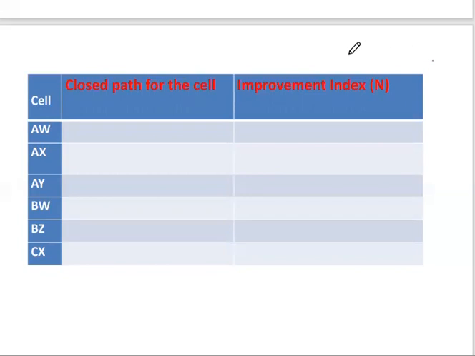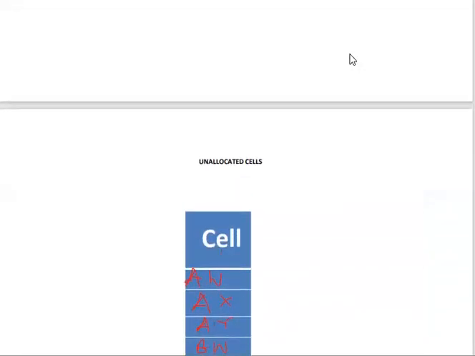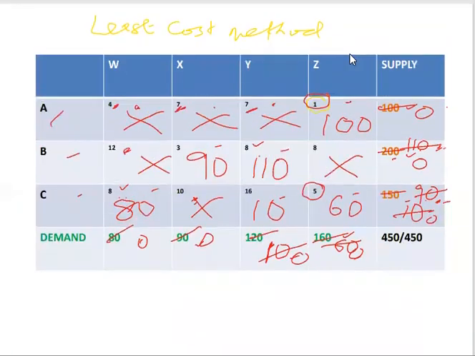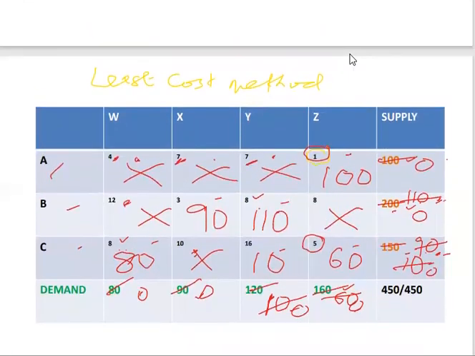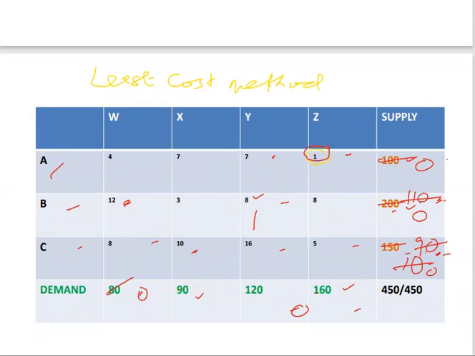Now, AW, because here we have closed paths, let's look at the path for cell AW. Let's go to AW now and look at the paths. Please permit me to clean what we have on the board on the screen so that we can see those paths one after the other. Please also be mindful of our initial allocation. We are still coming back to them, but we want to see these paths.